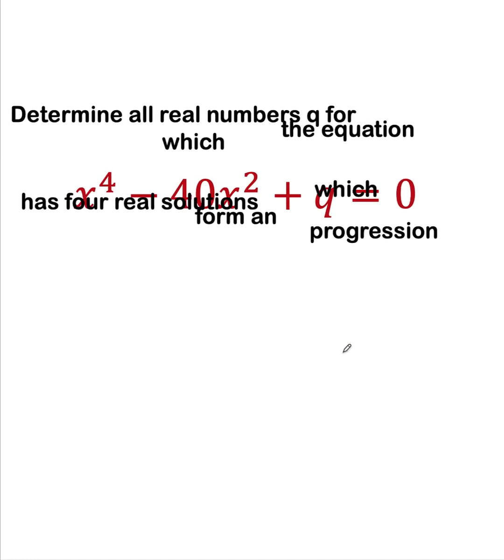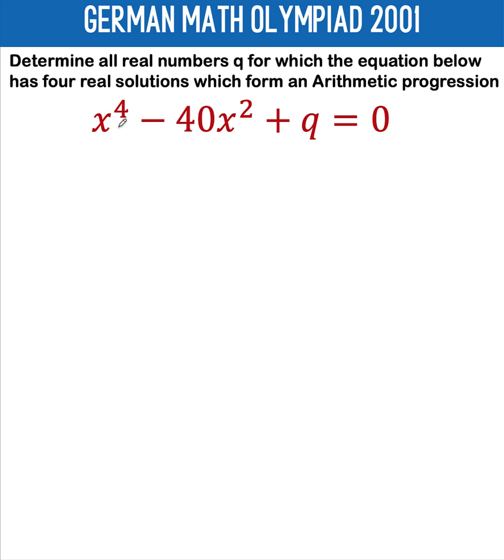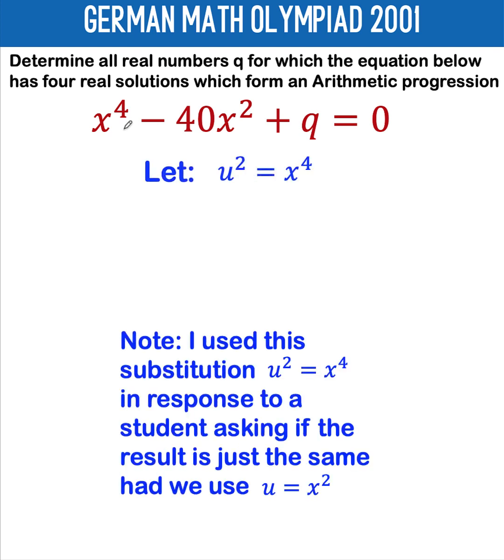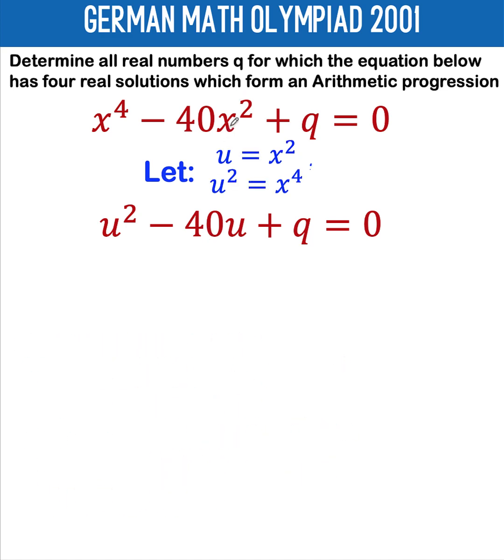Now let's solve this problem together. We have here a 4th degree equation, and we can simplify this by using variable substitution and turn this into a quadratic equation that is more manageable than this 4th degree equation. So we'll let u squared be equal to x to the fourth, and because of that, the original equation can now be written as u squared in place of x to the fourth, minus 40u, where u replaces x squared, plus q equals 0. Let's call this equation number 2.